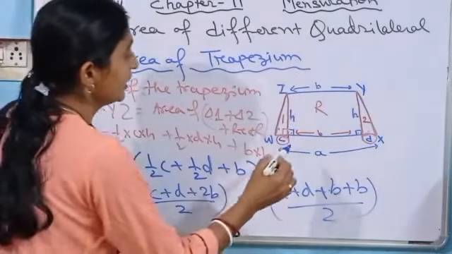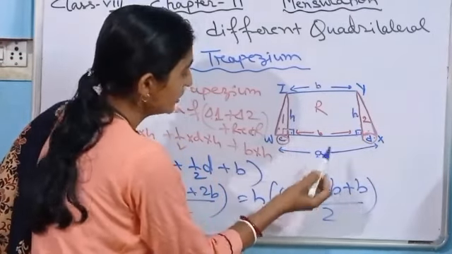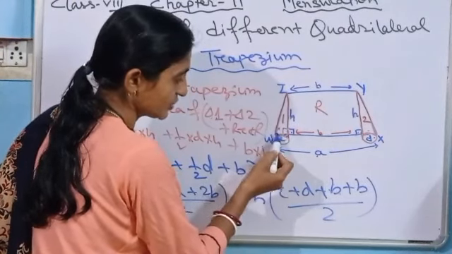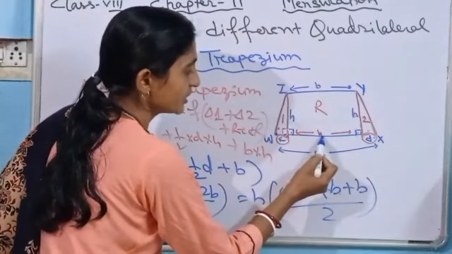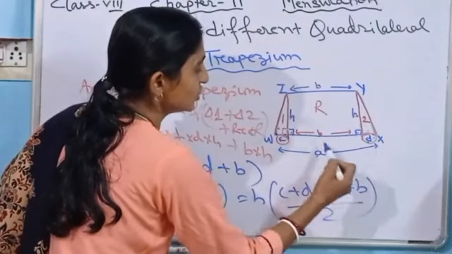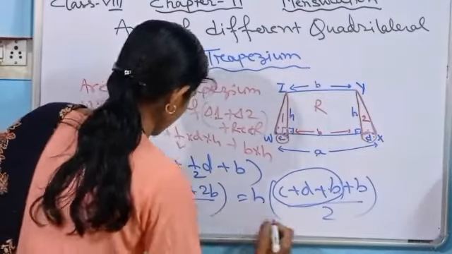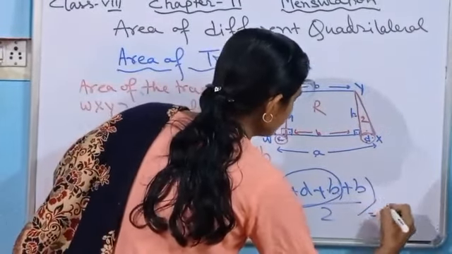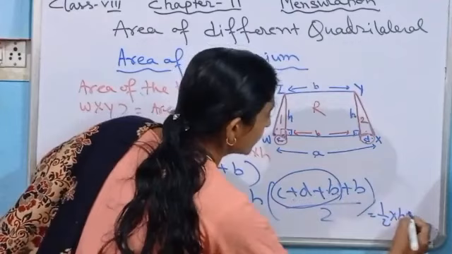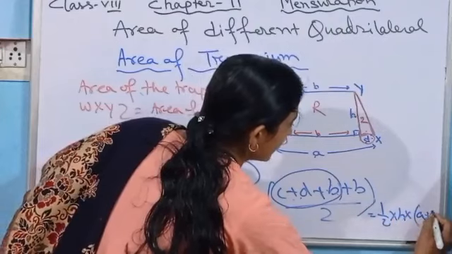Now you can see here that C plus B plus D, the sum of these three, stands for A. Yes or no? See, the base of the first triangle was C. Then the length of this rectangle was B. And the base of the second triangle was D. So the sum of these three was A. So if I am combining these three, what I will get? I can write here, it will be half into H into A plus B.